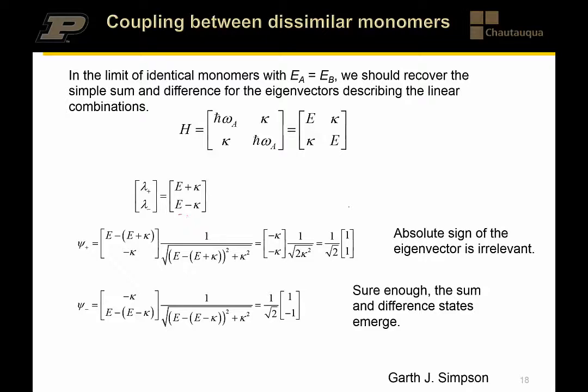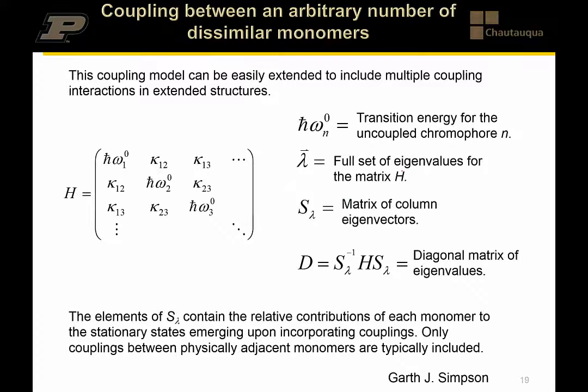The corresponding eigenfunctions, just by substitution, give you something that looks like this. And what is this telling you? It's telling you that for the sum state, you've got 1 over root 2, 1 times psi 1 plus 1 times psi 2. So this is exactly what we had in the previous expression. And for the difference state, we have 1 over square root 2, 1 times psi 1 minus 1 times psi 2. So it really is the sum and difference between the wave functions that recover, in the limit of identical monomers, the sum and difference states from this more general expression. The big advantage, of course, is that this expression can be used for both identical and dissimilar monomers.